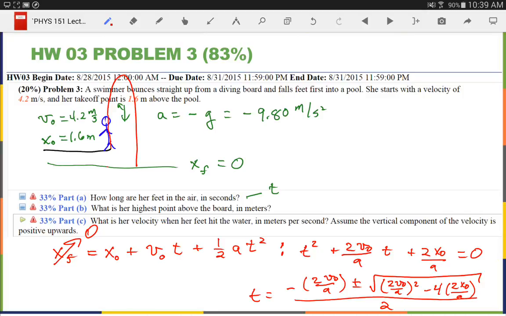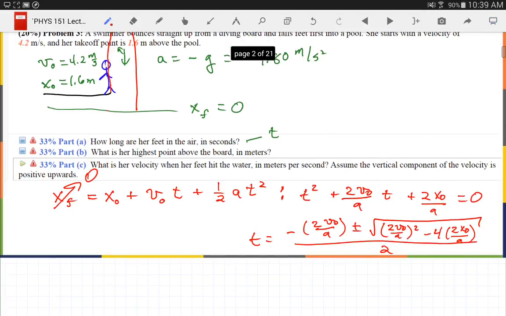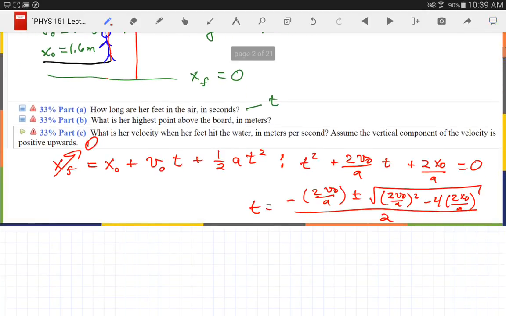For part B, what is her highest point above the board in meters? Now, this one could be confusing because the highest point above the board, when I first looked at that, I just thought the highest point, which is above the board.